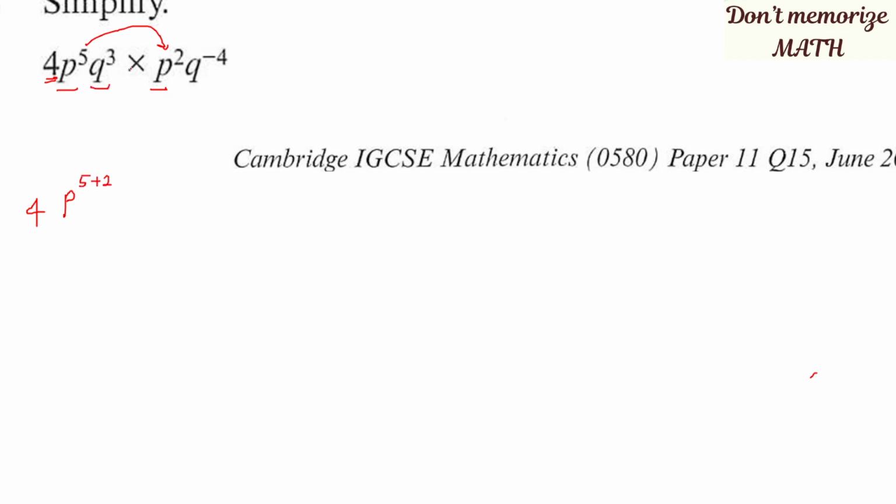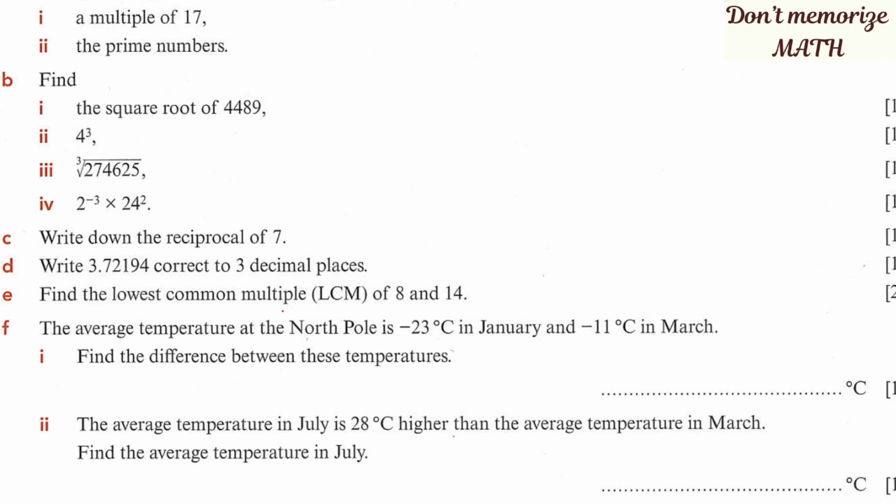Q raised to 3 times q raised to minus 4. If you have multiplication, we need to add the powers, 3 plus minus 4. So 4 p raised to 5 plus 2 is 7, q raised to 3 minus 4. 3 minus 4 is minus 1. You can write 4 p raised to 7 q raised to minus 1, or you can write with a negative power. This is fine. This is exactly the correct answer. Or you can write 4 p raised to 7 divided by q also. That is also correct.